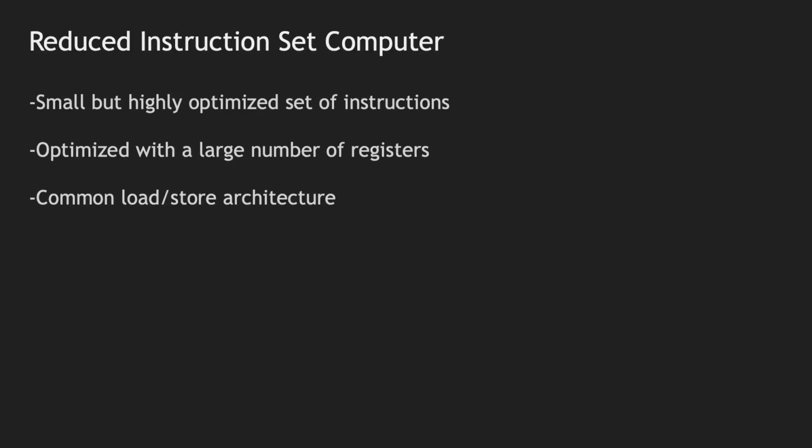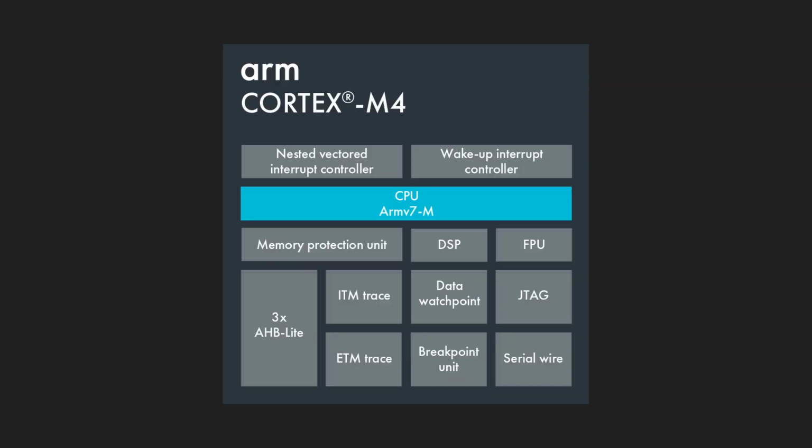Our controller is a RISC processor, short for Reduced Instruction Set Computer. In general, this architecture utilizes a smaller but highly optimized set of instructions. Specifically, the ARM controller that we are using has a load-store memory model. This means that our only instructions to access memory are load and store. This will make more sense in a bit.